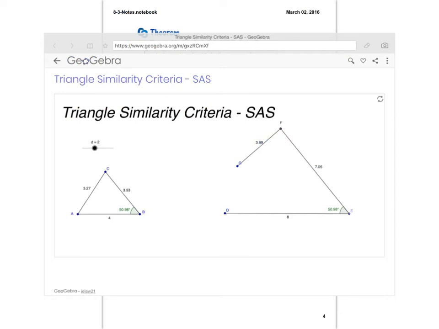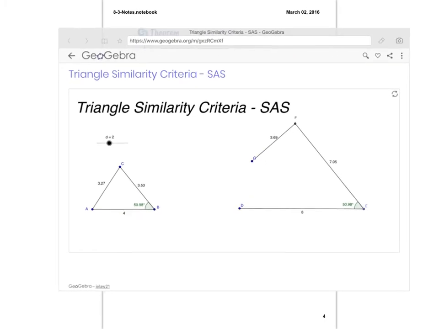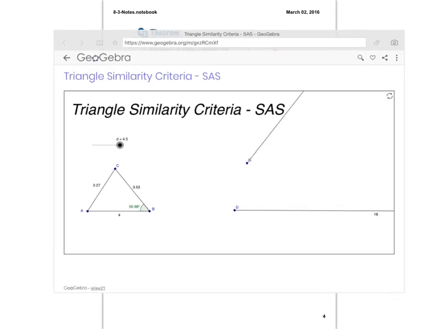So the next one and last one we're going to look at is side angle side similarity. We have this with congruence, but here's a little difference. This is with sides, all right? So here we've got a little GeoGebra, and we can move a few things here. Let's see. There we go, okay?